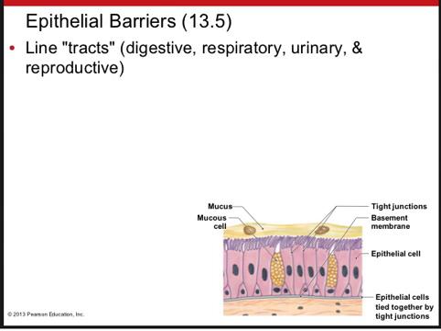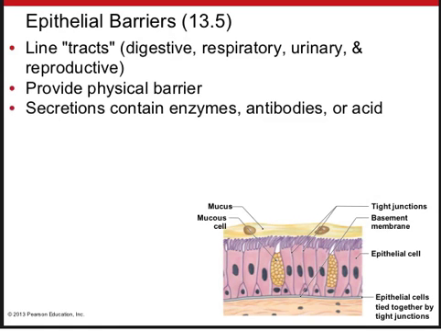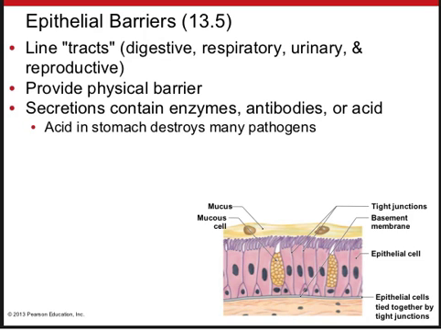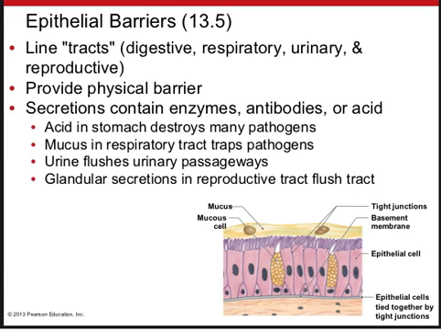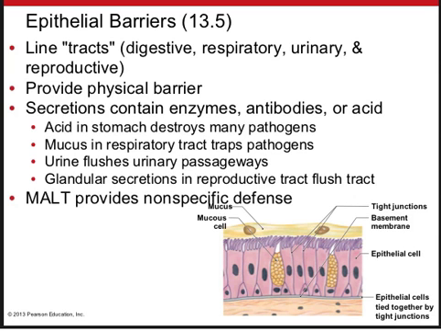Epithelial barriers line the digestive, respiratory, and urinary and reproductive tracts and provide a physical barrier against attack. Their secretions contain enzymes, antibodies, or acids that can destroy pathogens. For instance, in the stomach, the gastric juice is acidic enough to destroy many pathogens before they potentially enter the intestine. Mucus in the respiratory tract traps pathogens as well, and urine flushes the urinary passageways. Glandular secretions in the reproductive tract flush the tract, while mucosa-associated lymphatic tissue provides nonspecific defenses.